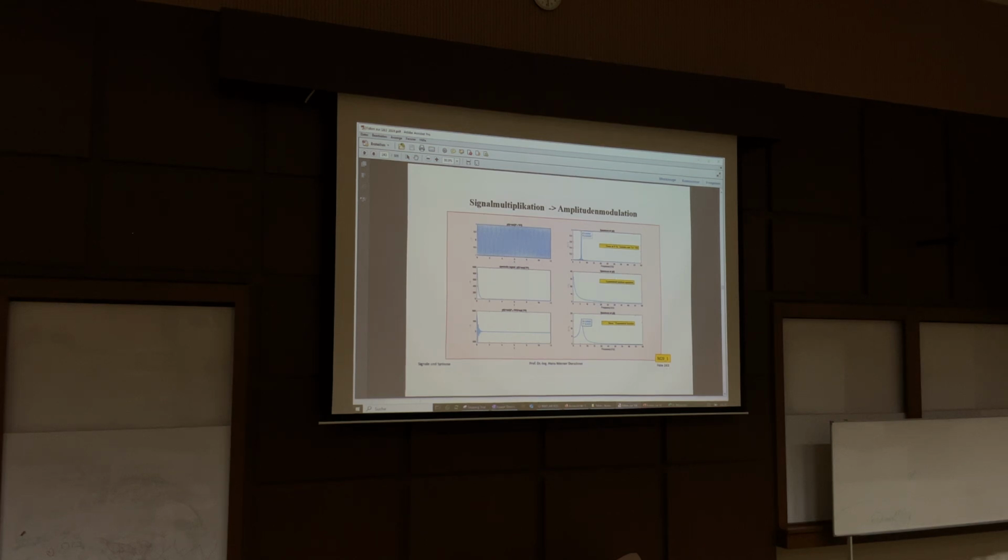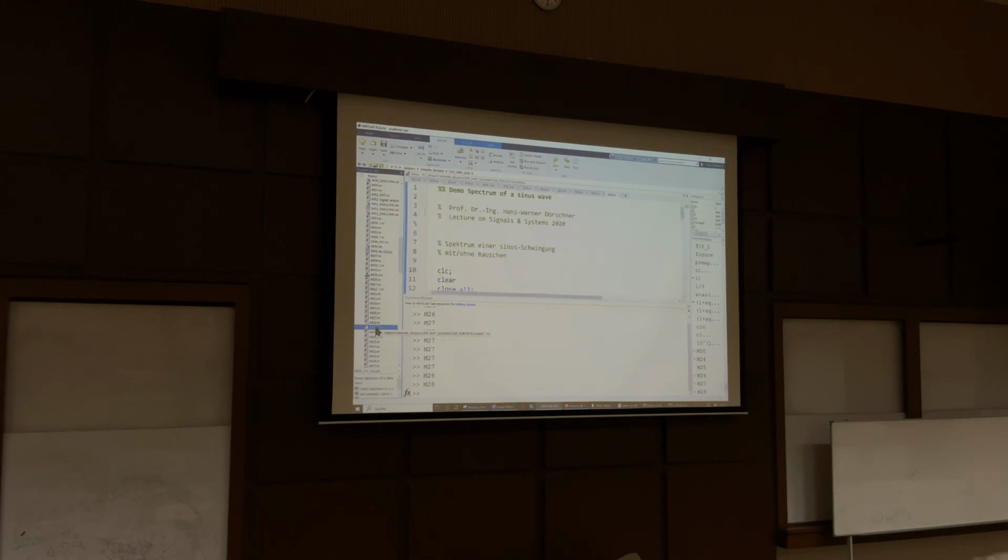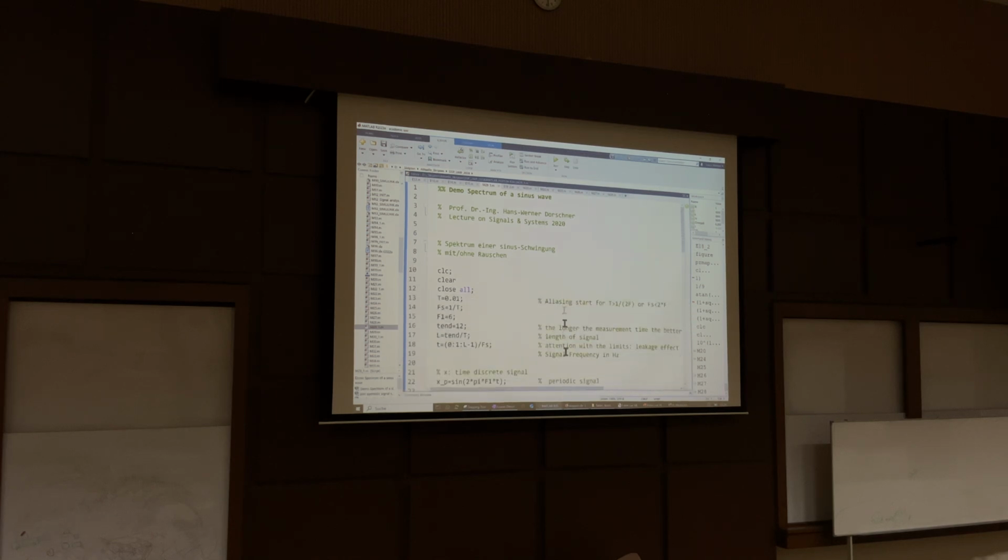I've made here an experiment to show you this. That is 29.1. I added this here 29.1. What I do here is demo a spectrum of a sinus wave.